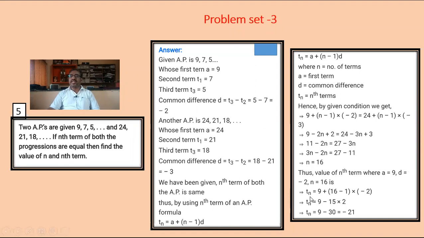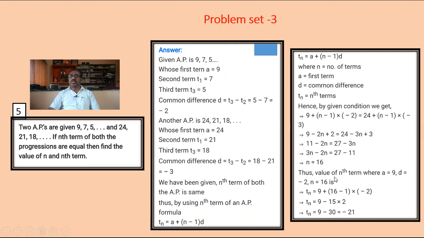Then we get Tn is equal to a plus n minus 1 multiply d, 9 plus 16 minus 1 multiply minus 2. Here 16 minus 1 is 15, 15 multiply minus 2 is minus 30. 9 minus 30 is equal to minus 21. Hence, Tn is equal to minus 21.